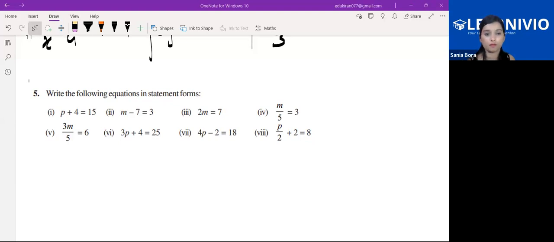P divided by 2 plus 2 is 8. Instead of using plus and all that, just write when 2 is added to p divided by 2, or 1 upon 2 of p added to 2 gives you 8. So when 2 is added to 1 upon 2 of p, we get 8. Like that you can write.